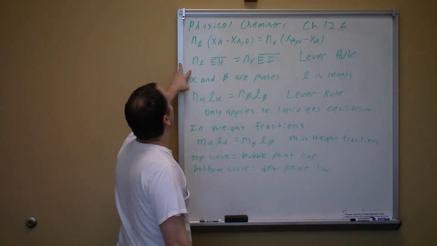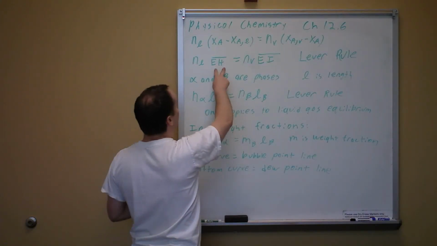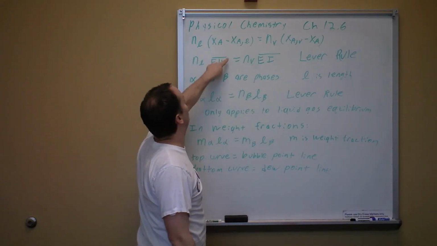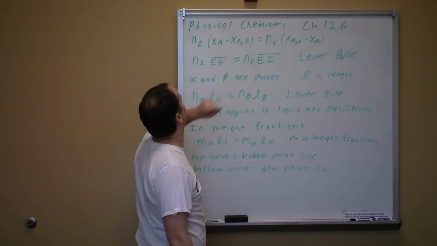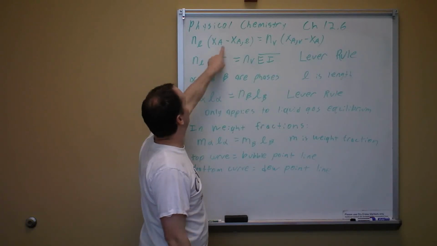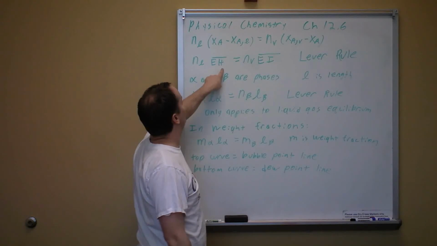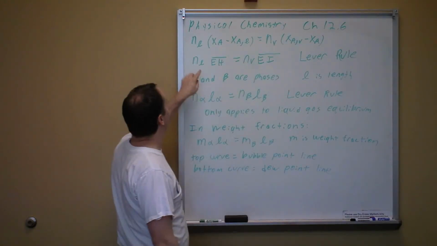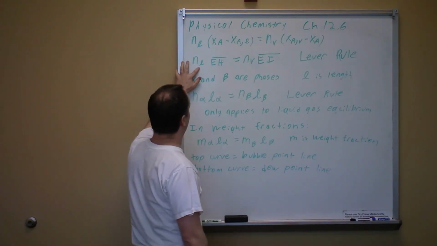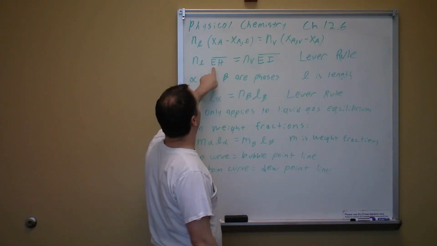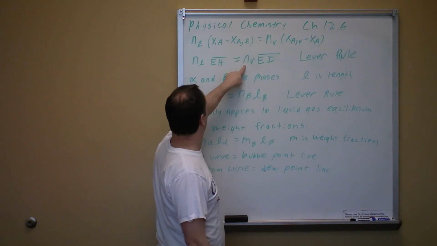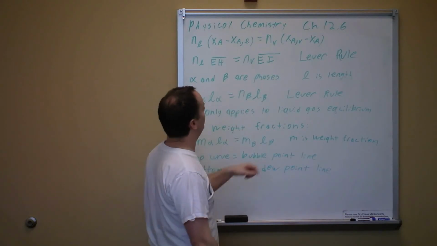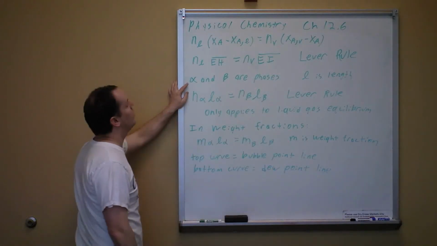Now remember from the graph I already drew, the distance from E to H is a bar over it. So this difference here is going to be equal to point E to H, and this difference here is going to be point E to I. So we have the number of moles in the liquid phase times the length of line segment EH equals the number of moles in the vapor phase times the length of segment EI. This is one form of the lever rule.